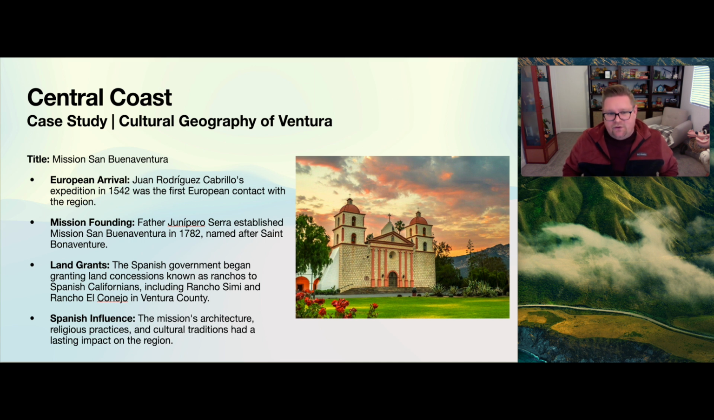And obviously Spanish influence is huge in the area, not just with the mission-style architecture, but also religious practices, and it left a long-term shift on the landscape, especially when it comes to the design of our street signs, the languages, street names, and ranches along those lines.